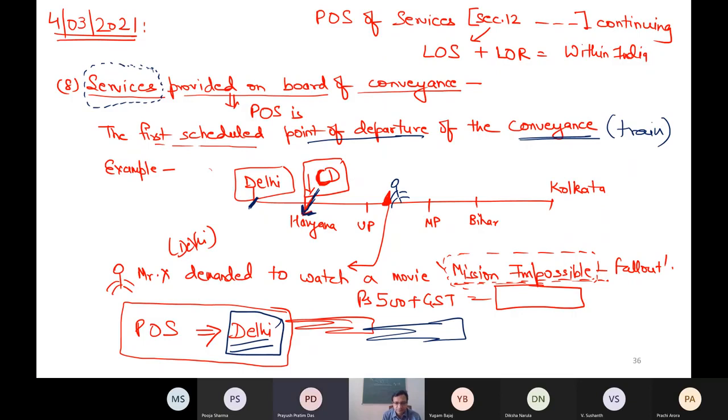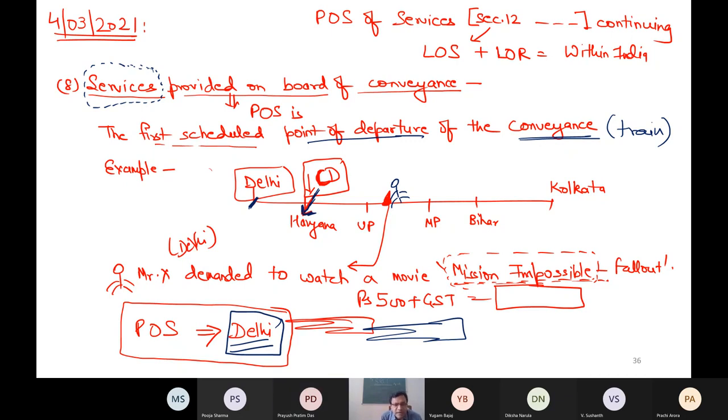Yes, sir. But he got the CD at Haryana, so the GST should be paid at Haryana. What are you saying? I'm saying that since the CD was bought at Haryana... No, I'm not saying that the CD was bought. It was given on rent. The CD will not be given to this passenger.